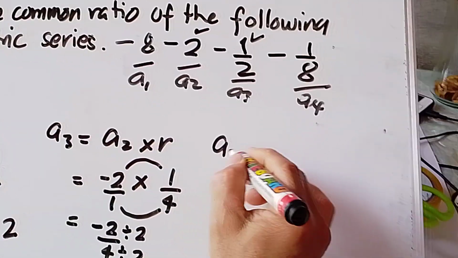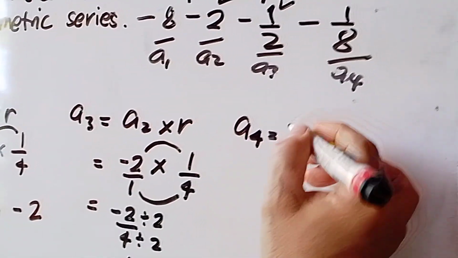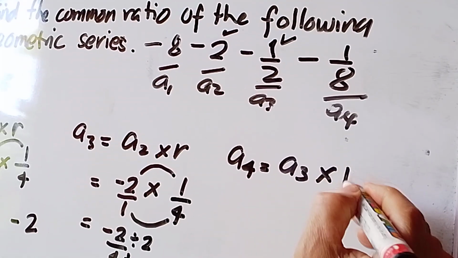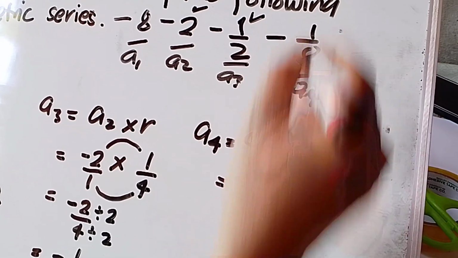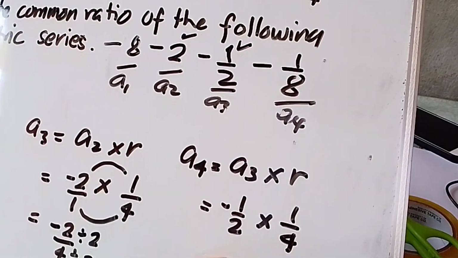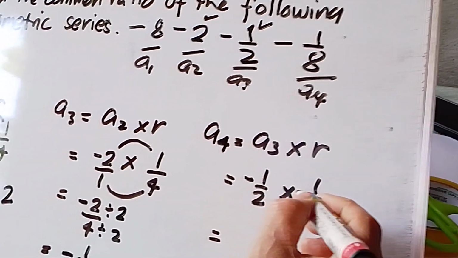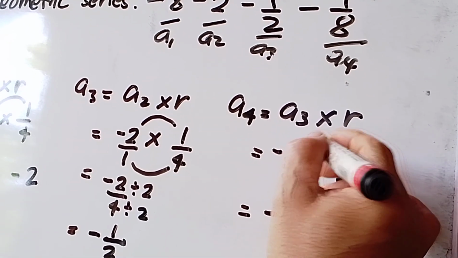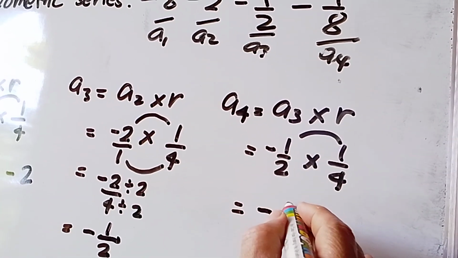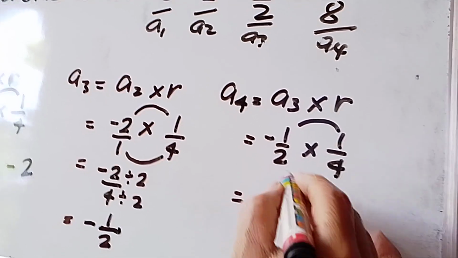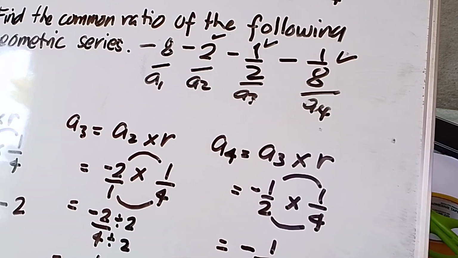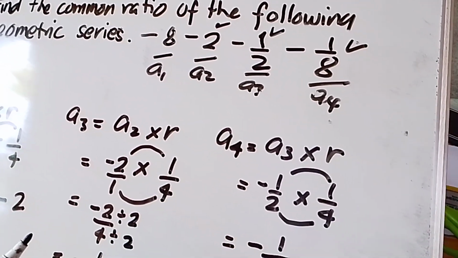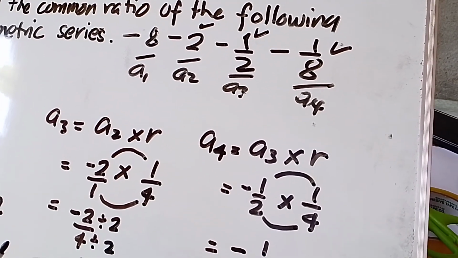Now the last part, which is A sub 4. So A3 times R. So A3 is negative 1 over 2 times R, which is 1 over 4. And we know that negative times positive is negative. So 1 times 1, that will be 1. And then 2 times 4 is 8. So this is correct. So therefore, my common ratio for number 3, R is equal to 1 over 4, is correct. That's all.